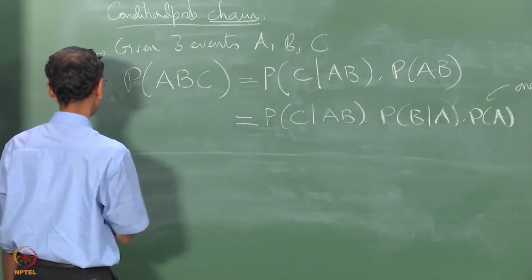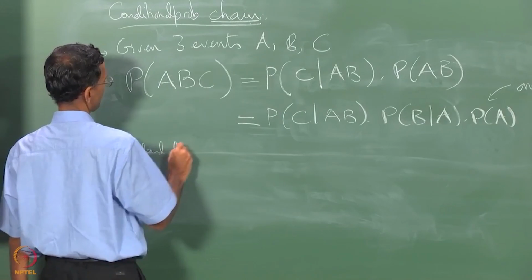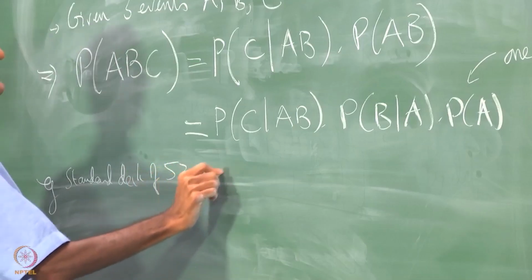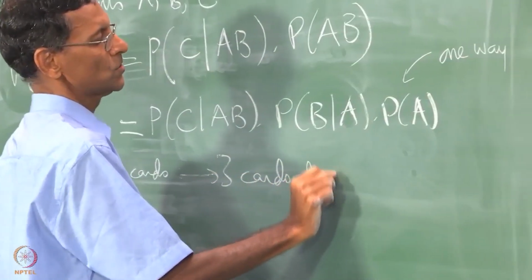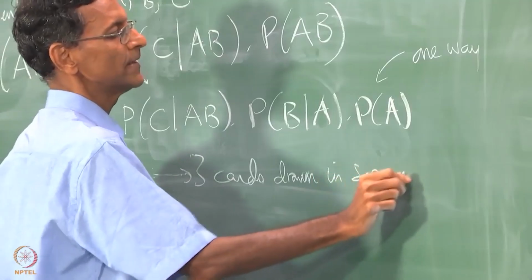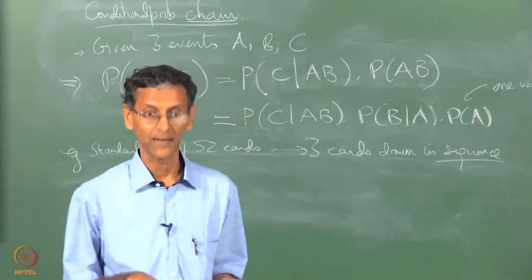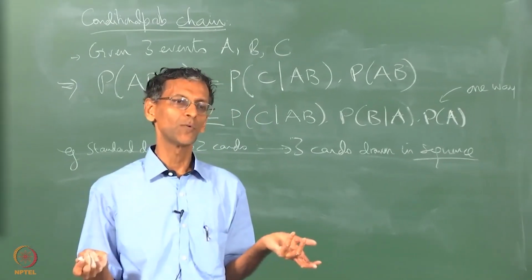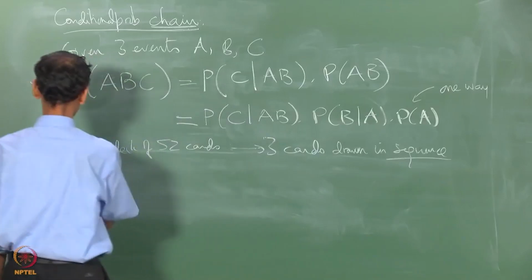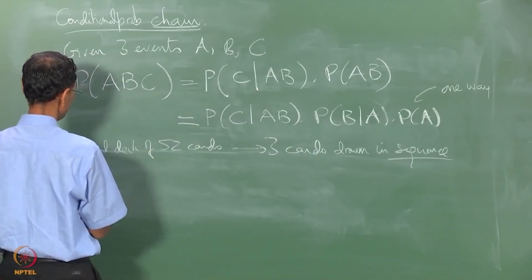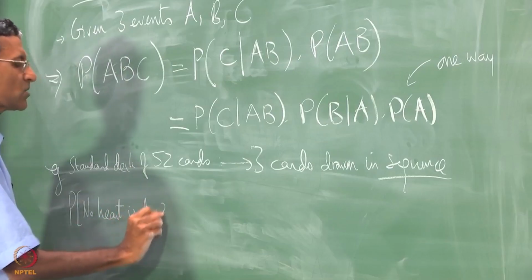Supposing I have the standard deck of 52 cards, and 3 cards drawn one after the other, in sequence, without replacement, obviously. When you say in sequence, you don't put anything back. Now if somebody asks you what is the probability that none of those 3 cards is a heart, in the first draw or second draw or third draw.